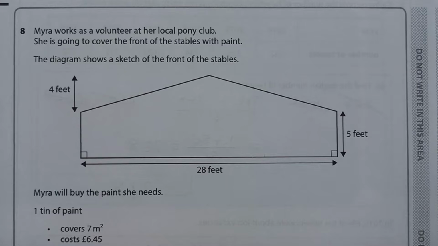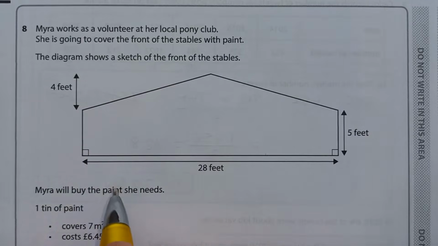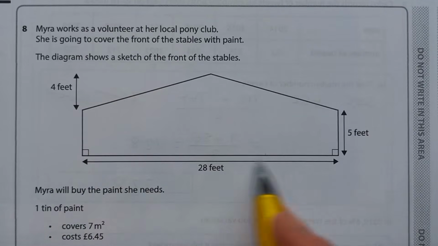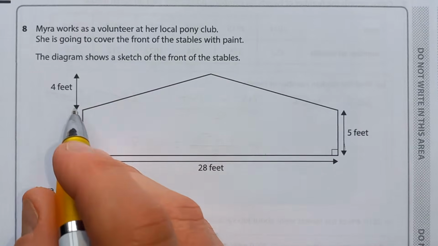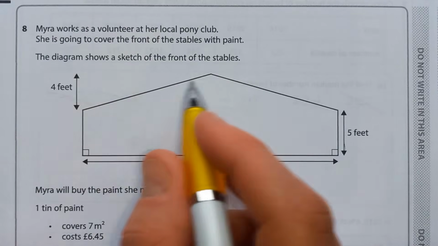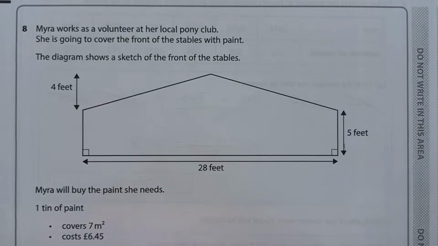Question 8. Myra works as a volunteer at her local pony club. She is going to cover the front of the stables with paint. The diagram shows a sketch of the front of the stables. Okay, so we've got this shape here. They're telling us that it's 28 feet across the bottom, 5 feet up to here, and then this top bit is 4 feet. So it's the overall height, not the diagonal, but the vertical height.